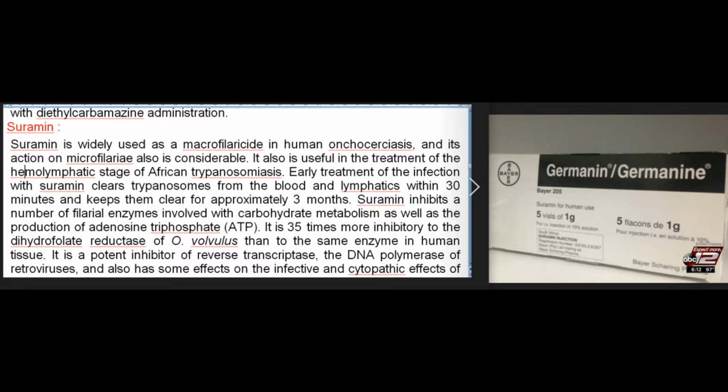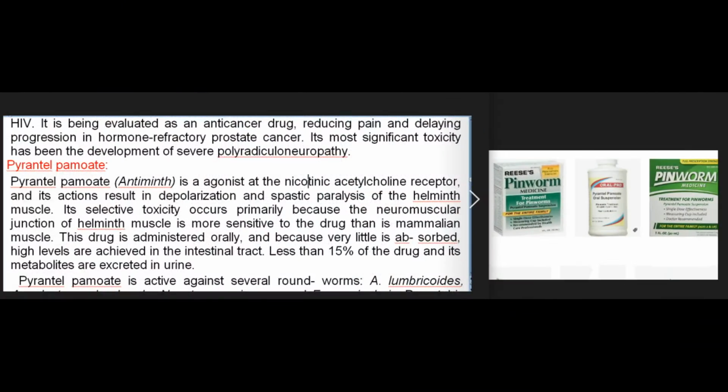Suramin inhibits a number of filarial enzymes involved with carbohydrate metabolism as well as the production of adenosine triphosphate, ATP. It is 35 times more inhibitory to the dihydrofolate reductase of O. volvulus than to the same enzyme in human tissue. It is a potent inhibitor of reverse transcriptase, the DNA polymerase of retroviruses, and also has some effects on the infective and cytopathic effects of HIV. It is being evaluated as an anti-cancer drug, reducing pain and delaying progression in hormone-refractory prostate cancer. Its most significant toxicity has been the development of severe polyradiculoneuropathy.